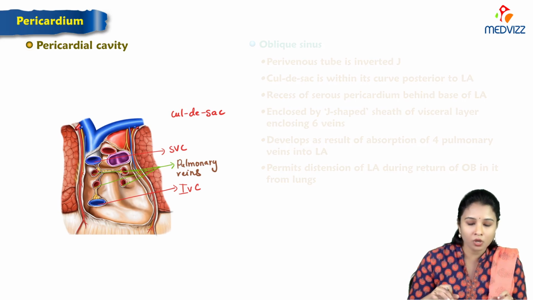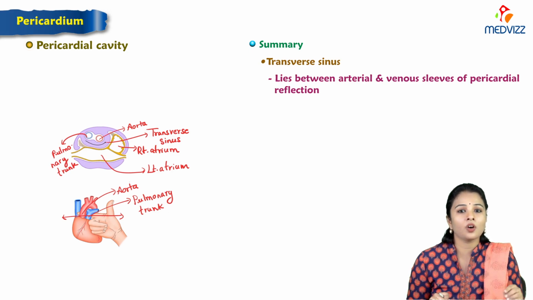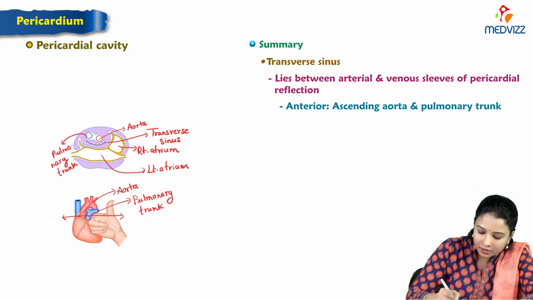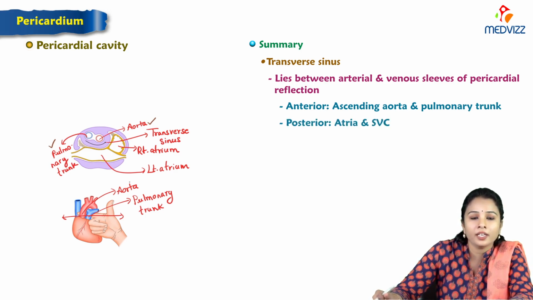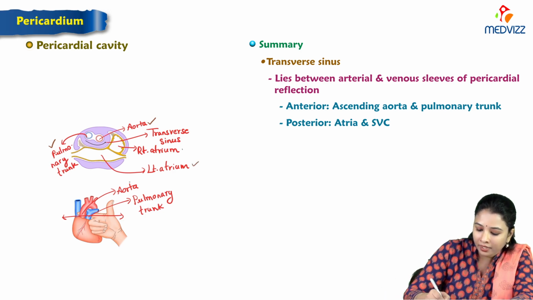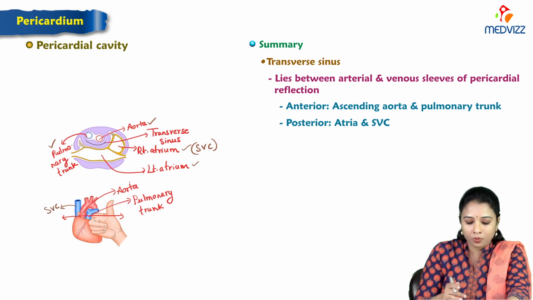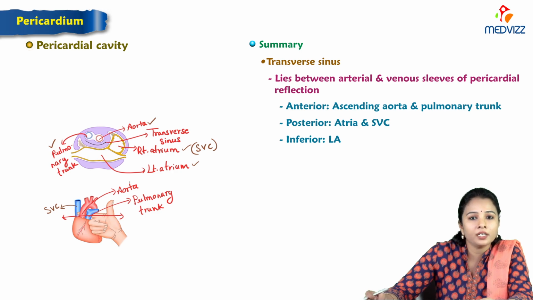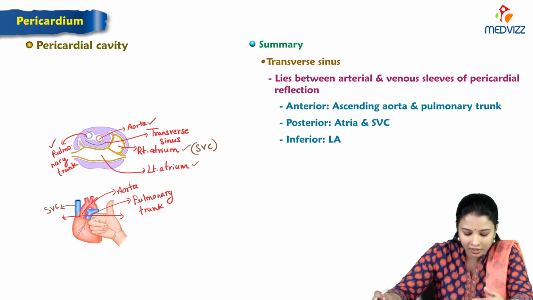So let's do a small summary. The transverse sinus lies between the arterial and the venous sleeves of pericardial reflection. Anteriorly the transverse sinus is related to the aorta and pulmonary trunk. Posteriorly it is related to the atria, that is left atrium and right atria, and also to the superior vena cava. We can see here the superior vena cava which is related posteriorly. The finger represents the transverse sinus in this image, and inferiorly it is related to the upper surface of the left atrium. So here is the upper surface of the left atrium which is related inferiorly.